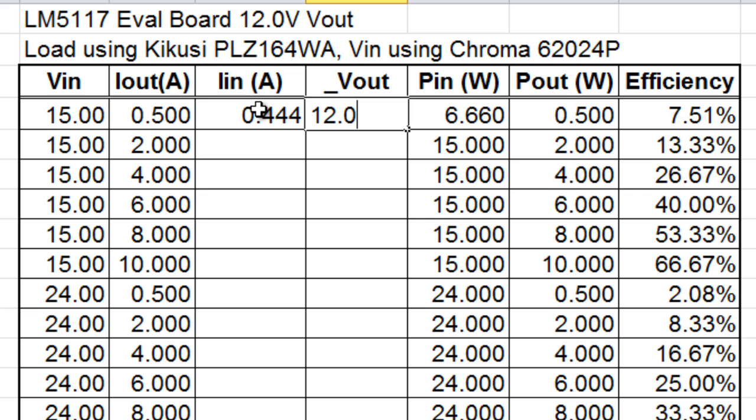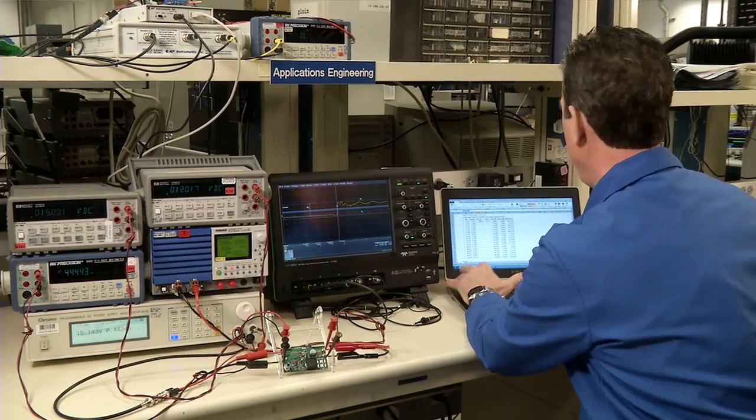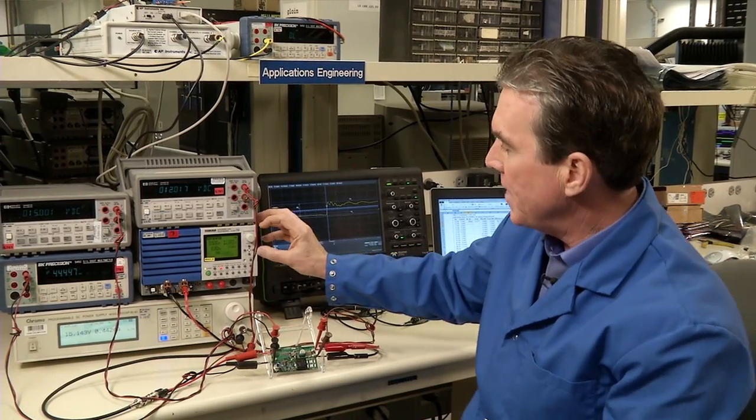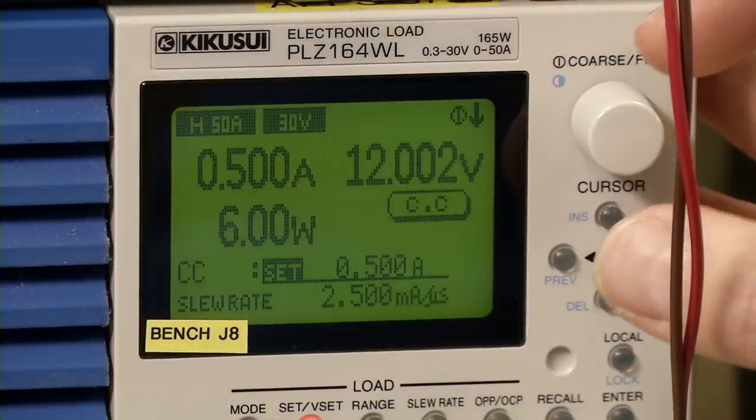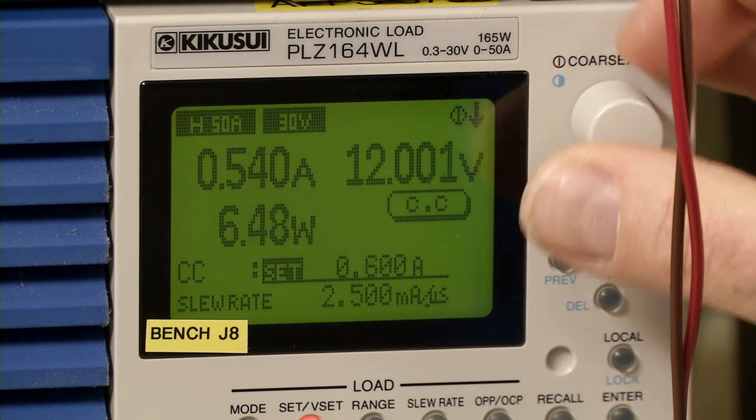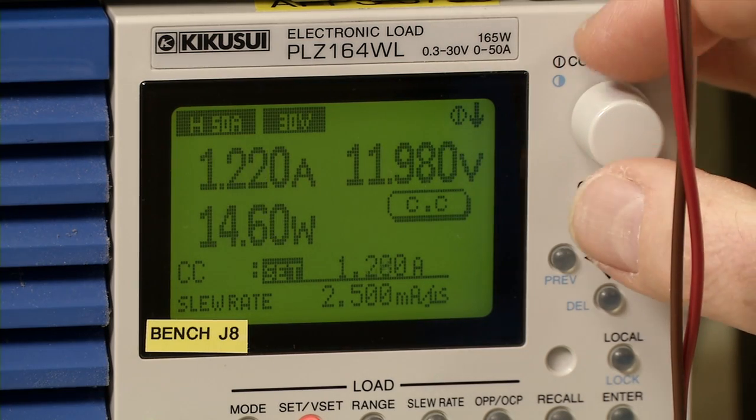0.444 and 12.017. And then it's an iterative process where we'll now adjust the output load, the load box, for the next step. In this case, we move up to 2 amps.